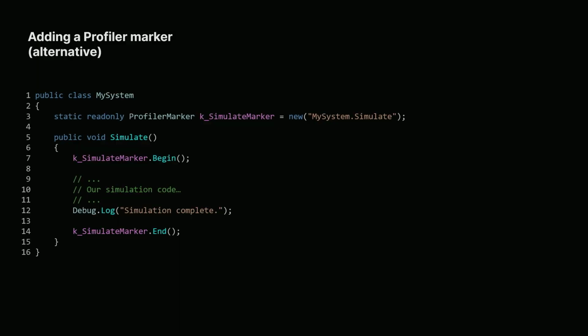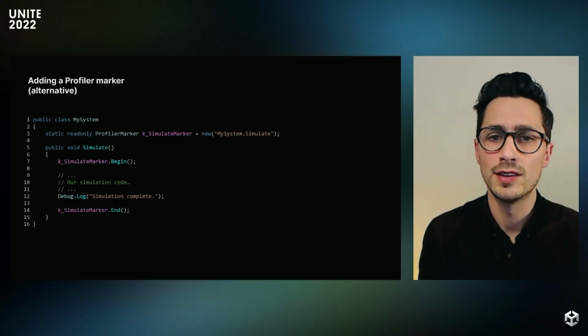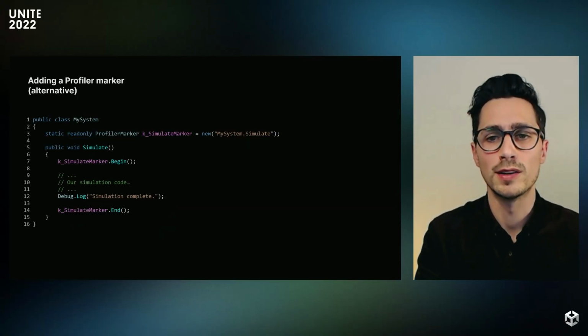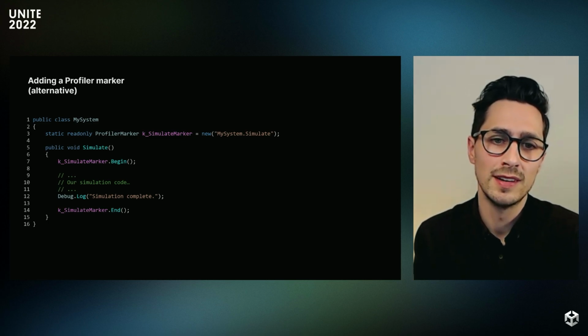An alternative approach to using the auto method that we just saw is to use a marker's begin and end methods directly, again, wrapping the code we want to measure like this. The benefit of using the auto approach from before is that our marker is always ended when the scope exits. Compare this with the begin and end approach here. If an exception was thrown by our simulation code, then our call to profiler marker.end would never be reached.